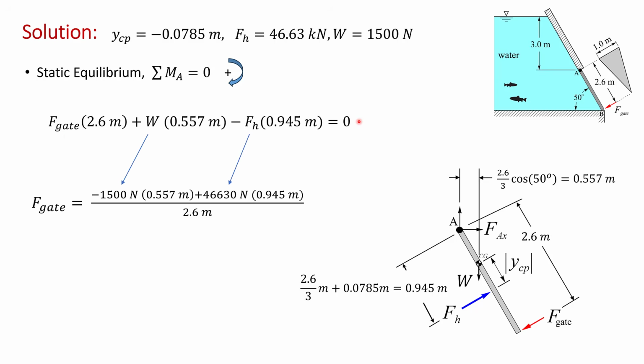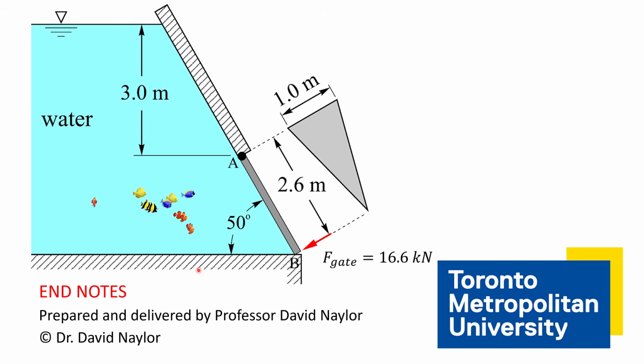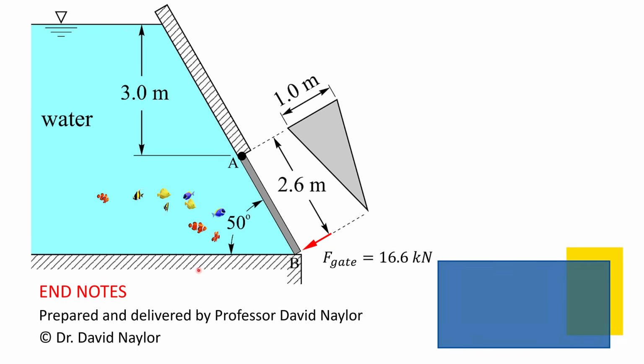Now what I've done is I've solved for F_gate, and you can make the substitutions for the weight of the gate, which is 1,500, and our previously calculated hydrostatic force, which was 46.63 kilonewtons. And when you do this calculation, you get that the gate force required to keep the gate closed is 16.6 kilonewtons, and that's the final answer. And that completes this presentation.